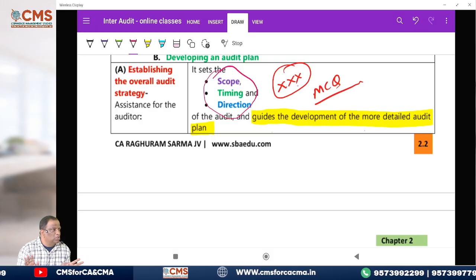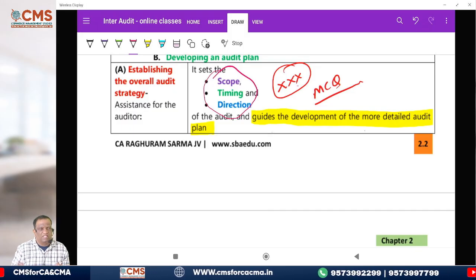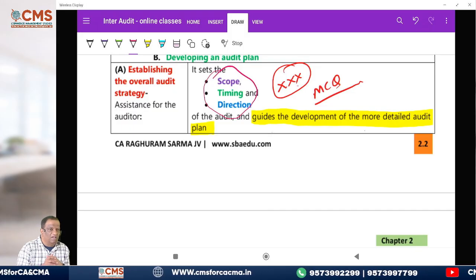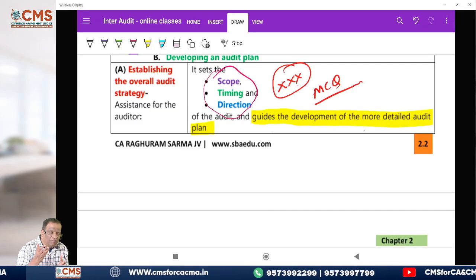ADT1 is filed, everything is over. Now I have to start the audit. Now, is it that suddenly I will send 2 people and start the audit? That's not how it happens. So first what I will do, I will go there and I will perform preliminary engagement.